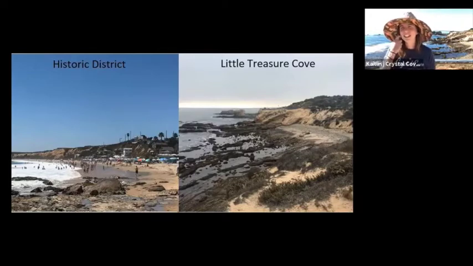The really big thing that totally stands out to me is that the historic district, of course, has lots of people on it. It is also much easier to get to. There's a restaurant. It's easier to park closer to this area. Here at Little Treasure, it's a much longer walk to get to. And you might also notice that it's in a little protected cove. So you actually can't really get there unless it's a very low tide. So it sees a lot less foot traffic.